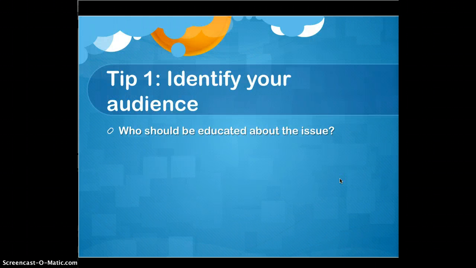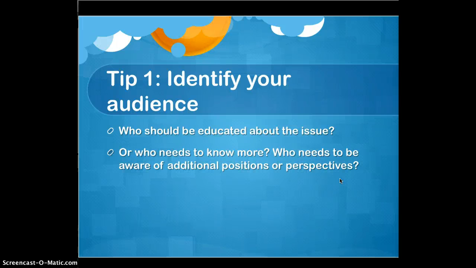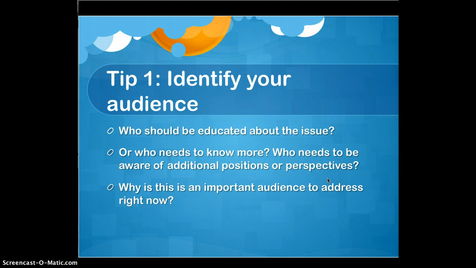Okay, so the first thing that you need to do is I want to make sure that you identify a really specific audience. You need to think, okay, I have my issue in mind that I'm exploring. Who needs to be educated about the issue? Or if you are focusing on expanding a perspective, broadening a perspective, you might want to focus on who needs to know more. Who needs to be aware of an additional position or a perspective that you feel hasn't been fully explored yet. Okay, and as you think about this audience, you want to ask yourself, why is this an important audience to address right now?